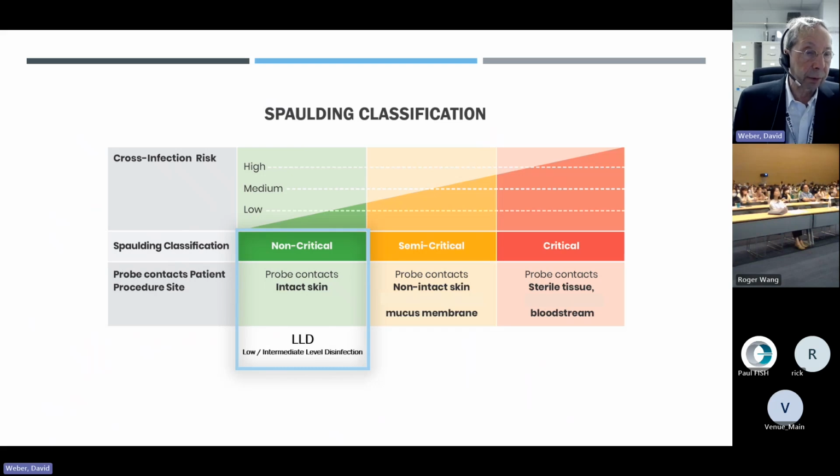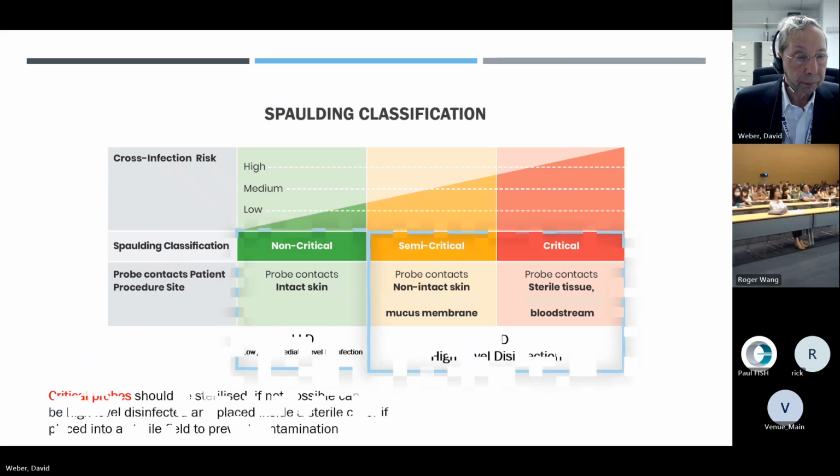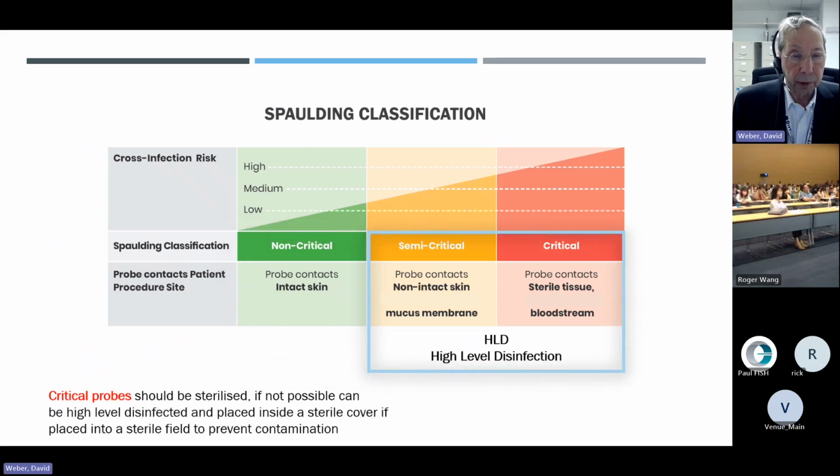And you can see here for non-critical devices, we would use low-level disinfection. This would be a probe that touches intact skin, such as doing an ultrasound of a pregnant person to look at the status of the fetus, for instance, or placing a central line. Then we move down to semi-critical and critical. Semi-critical devices should, at a minimum, be high-level disinfected. Critical probes ideally should be sterilized.